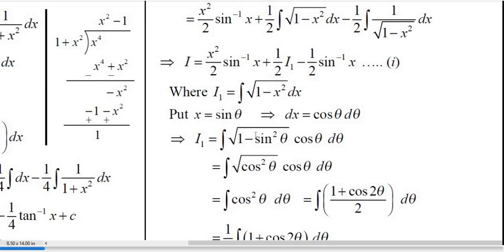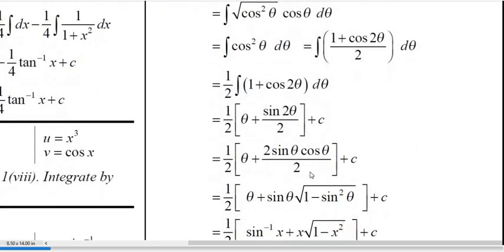I1 is equal to the integration of square root of 1 minus sine squared theta. In place of x we put sine theta, and in place of dx we put cos theta d theta. As we know, 1 minus sine squared theta is equal to cos squared theta. Canceling the square and square root, we get just cos theta. This cos theta multiplying, we get cos squared theta, the integration of cos squared theta d theta. We also know from the previous exercise that cos squared theta is equal to 1 plus cos 2 theta divided by 2.